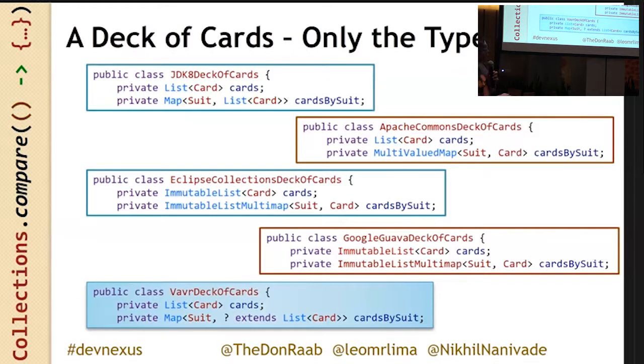Any questions so far in understanding the types? Once you understand the types, the next presentation goes smoothly. So that's the Vavr; that's how their generics are. In JDK, you get to create a list of cards. Because this is a Vavr map, it depends on their generics.